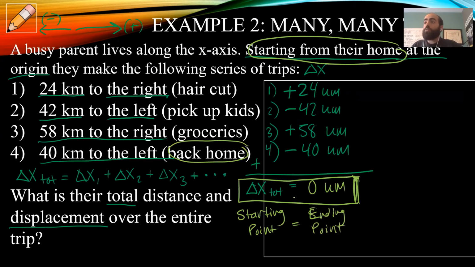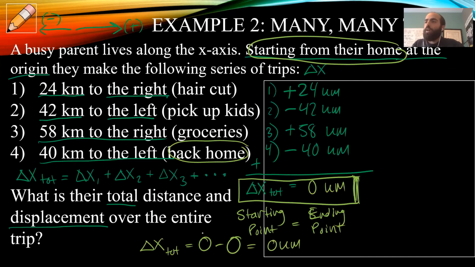If where you start is where you end up, then you have no change in position, right? That's what displacement is. It's how your position changes, how far you moved from where you started and in what direction. But if you start at the origin and you end at the origin, then your change in position over the total trip is your final position, which was at the origin, minus your initial position, which is also at the origin, and then you end up with a total displacement of 0.